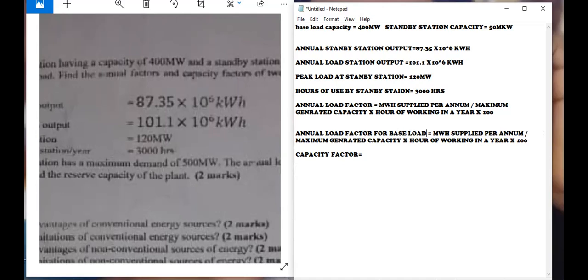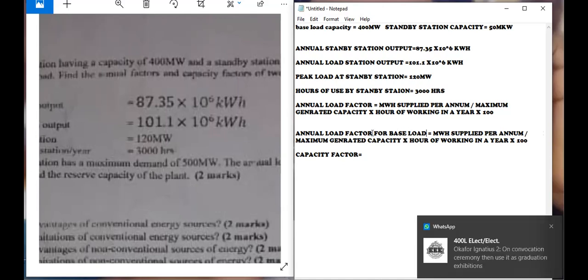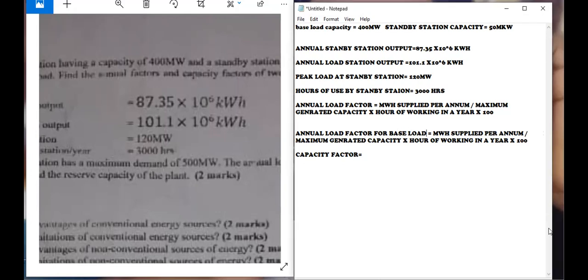But there's something here. They did not give us the hours of working per year for the base load. So what do we do? We calculate it by ourselves. We assume that it uses the days we have in a year. We have 365. And how many hours do we have in a day? We have 24. So to get the hours, you do 24 times 365. That should give you 8-something. I'll use our calculator now.